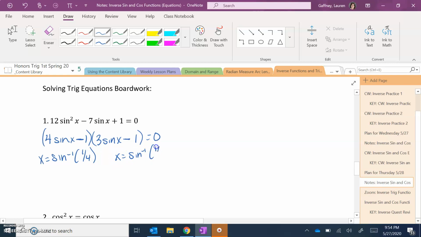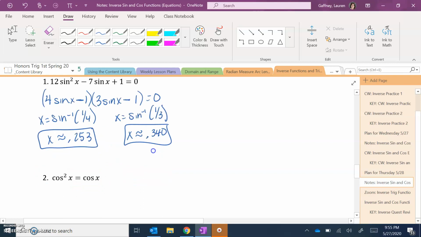sine inverse of 1/3. So, these, once again, aren't ratios from your special right triangle, so you would enter those in the calculator and you'd get 0.253 and 0.340. Once again, just make sure you're able to enter those correctly. Maybe try and just make sure you get those values.